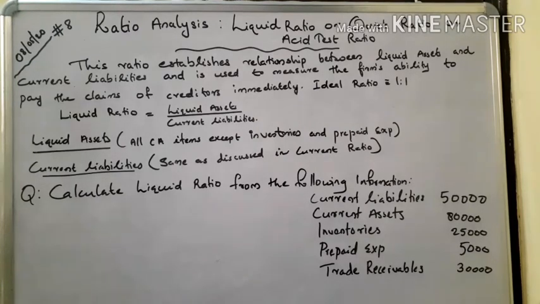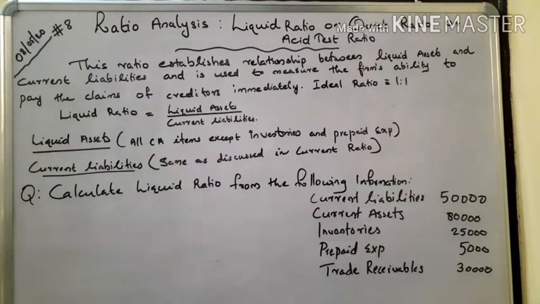In the case of current liabilities, all the current liabilities items which we have learned already come under current liabilities. So why are inventories and prepaid expenses not considered? Because prepaid expenses are expenses paid in advance, and we can't convert them into liquid form again. And inventories means stock, and we can't release that stock easily. So only items that can be easily or immediately converted into cash come under liquid assets.